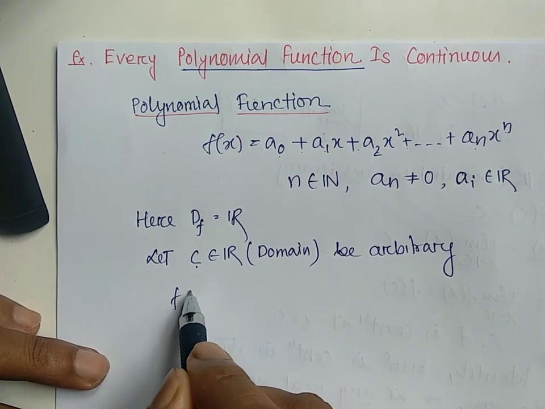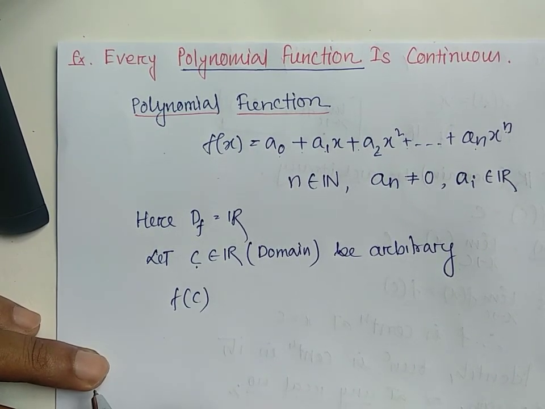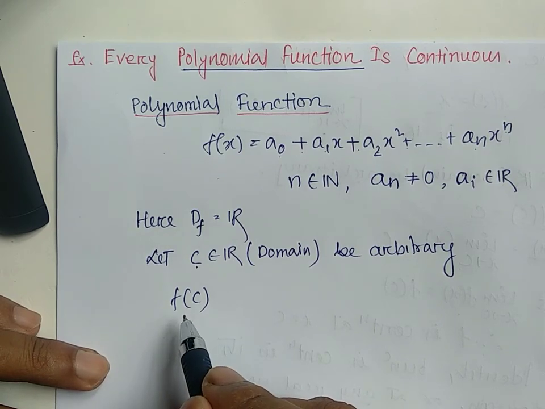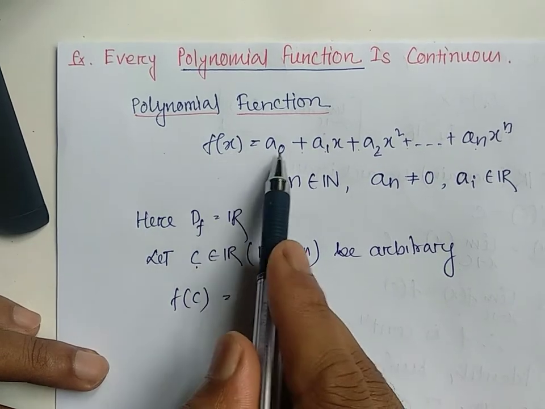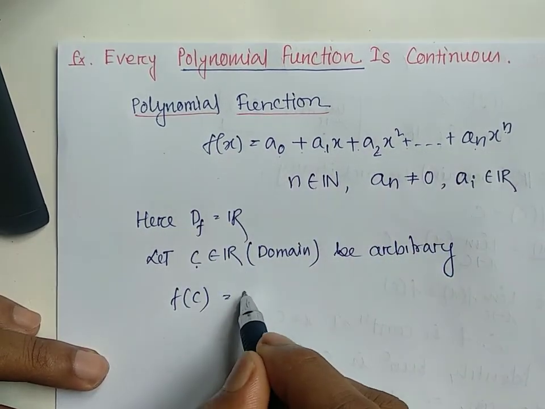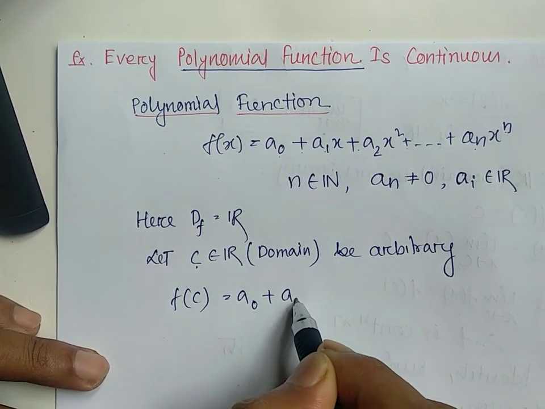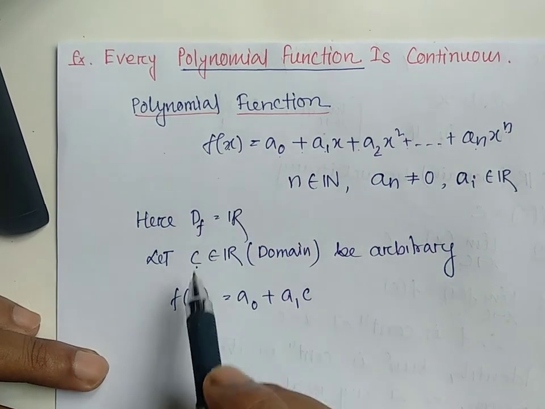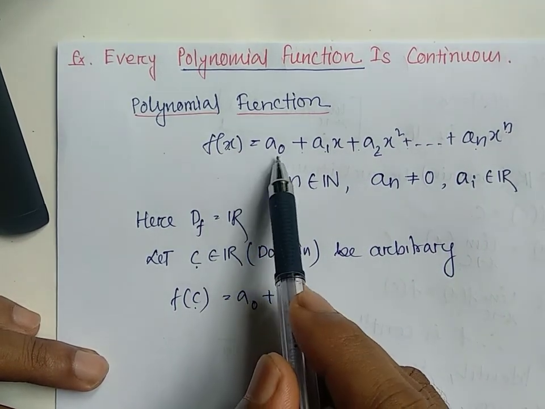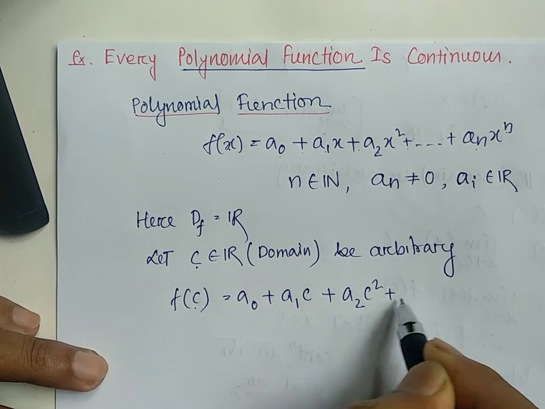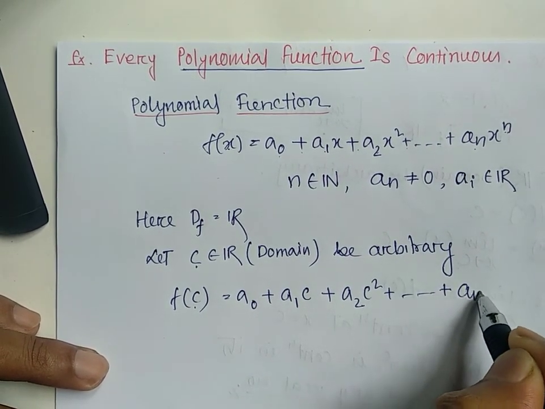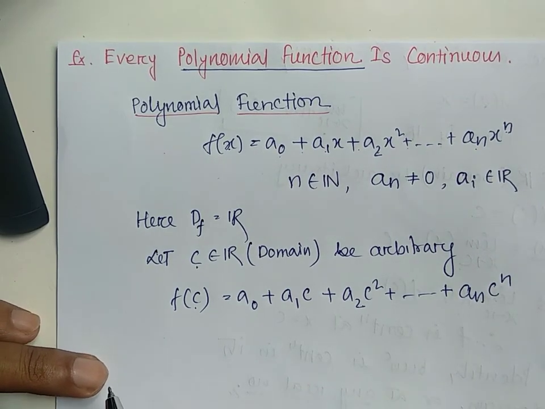Now f of c is equal to what? So we will try to find it out. First of all, the functional value, because to be continuous, the functional value and the limiting value should be equal. f(x) is equal to this expression, so f(c) is equal to a0 + a1 c + ... In place of x we have written c, so wherever x is there, in place of x we will write c. Correct? It will be an c to the power n.